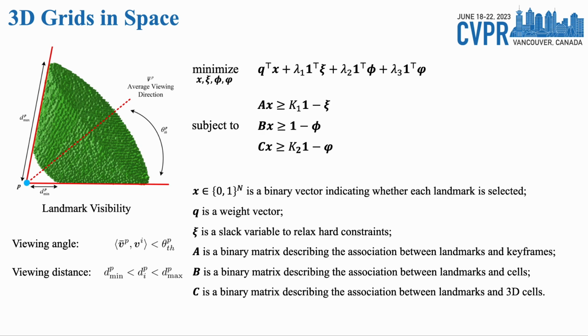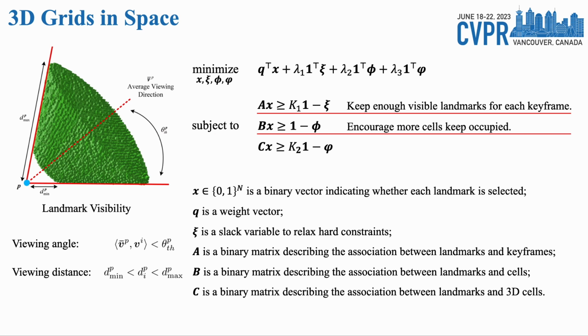We add landmark visibility in map sparsification by discretizing the whole space into a 3D grid. For each 3D cell, we collect all visible landmarks and introduce an extra constraint to enforce that enough visible landmarks are kept. All of these three constraints are in linear form, and thus it can be solved efficiently. Besides, all information to construct matrices A, B and C is already recorded in original maps.